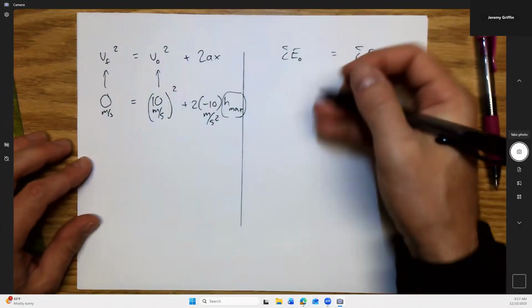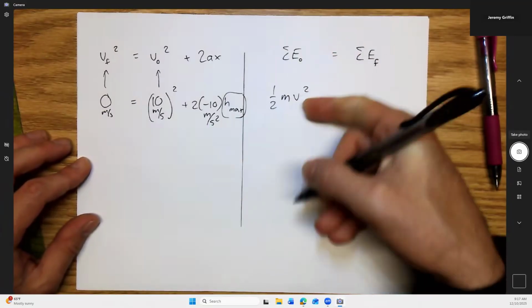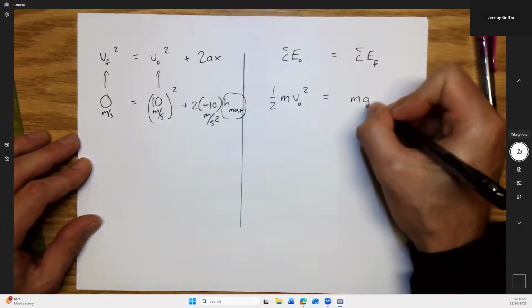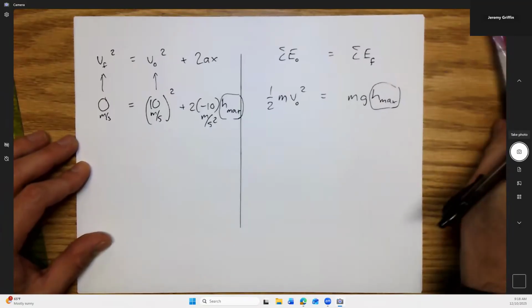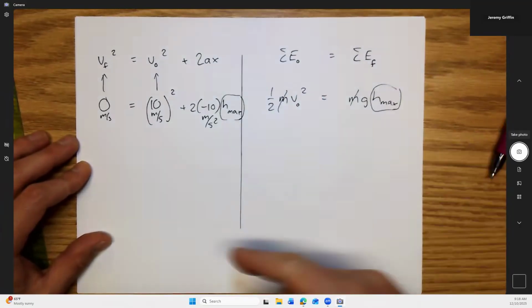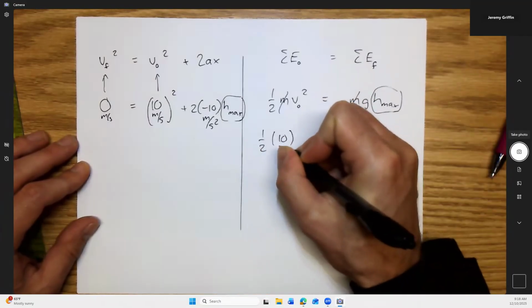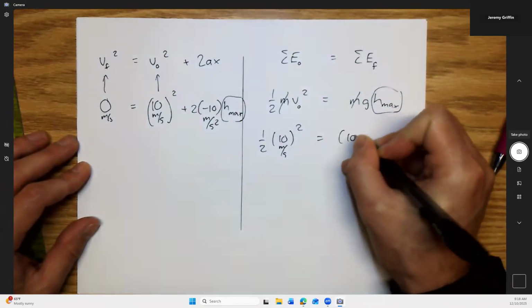Or the other setup is you could say when we threw it, it had all this kind of speed, or this kind of energy. And then at its maximum height, it has all this kind of energy. And that would correspond to h max. So there'll be 1/2 times 10 meters per second squared. Close. All right.